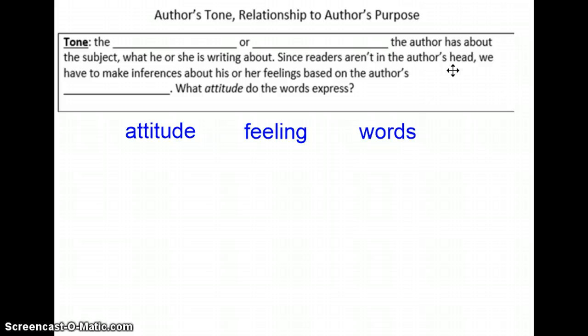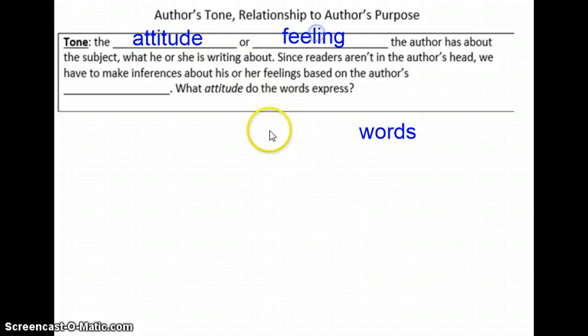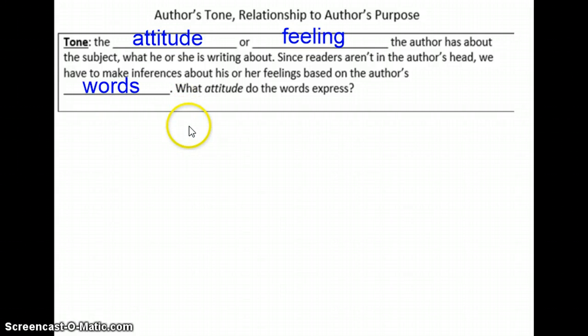Today we're going to dig into the difference between inform and persuade and talk about how that is informed based on the author's tone. Tone means the attitude or feeling the author has about the subject, which is what he or she is writing about. Since readers aren't in the author's head, we have to make inferences about his or her feelings based on the author's words. So the question we have to ask ourselves is, what attitude do the words express?